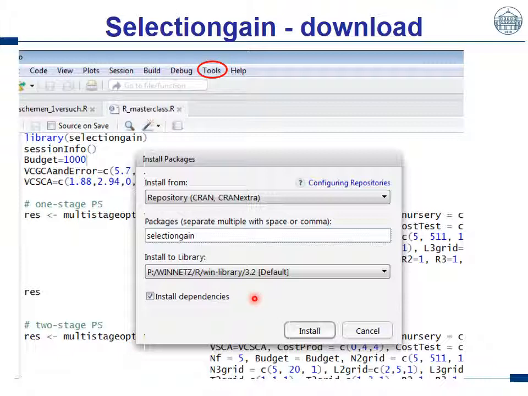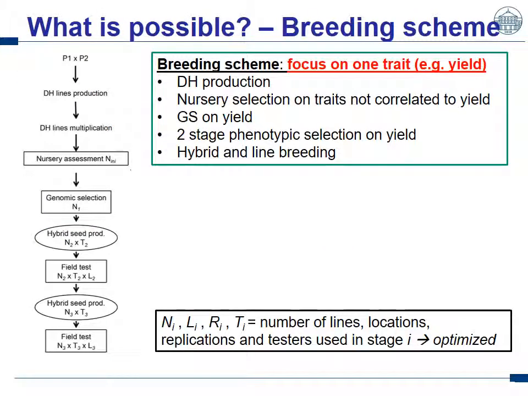When you open R, you must first download the package Selectiongain under Tools and install it, and then you're ready to use it. But before using it, you should know what is possible and what is not possible. Therefore, I show you here on the left-hand side the breeding scheme. This is the maximum of what is possible.